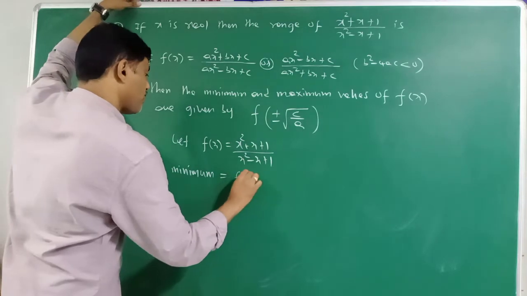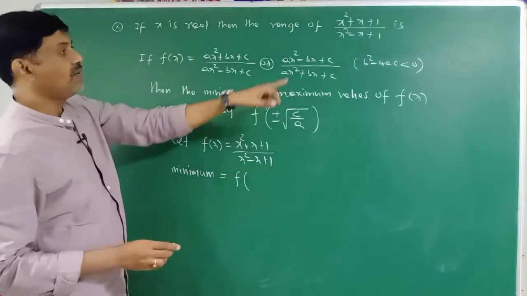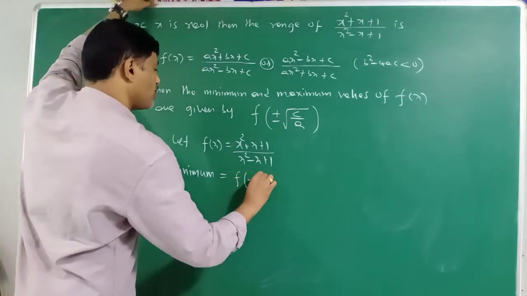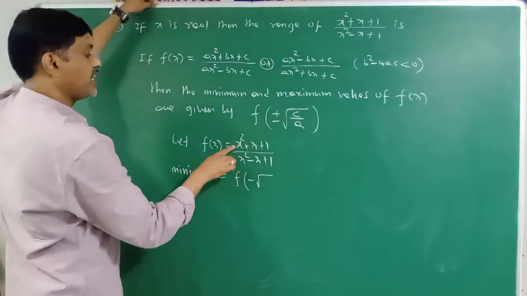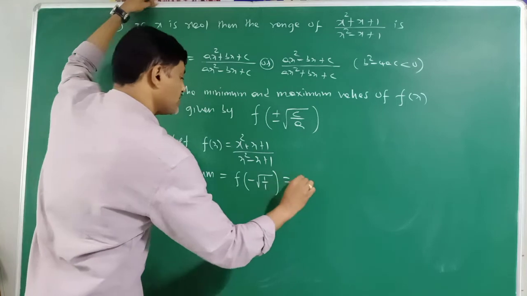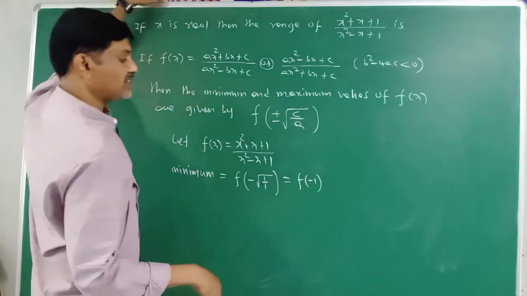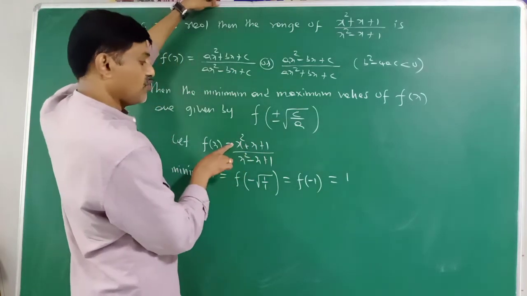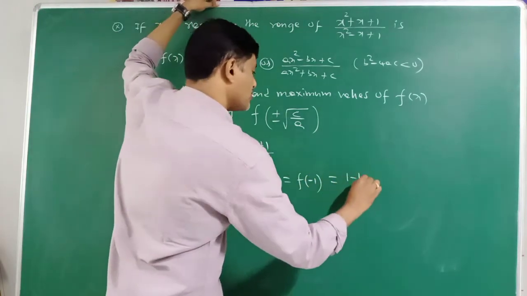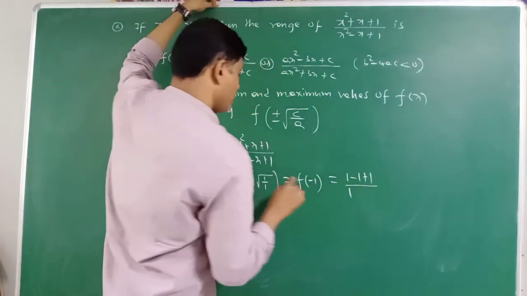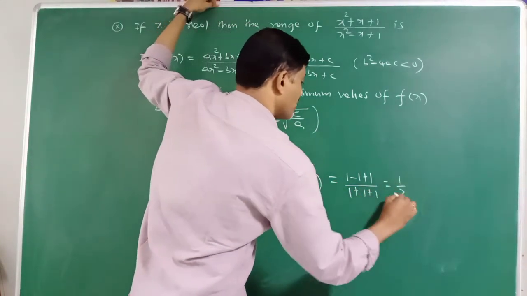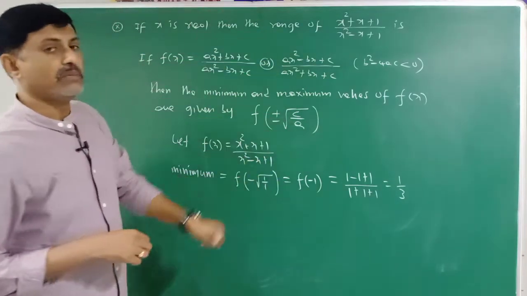is equal to f(−√(c/a)). What is c here? c is 1, a is 1, so that is nothing but f(−1). Keep −1: (−1)² is 1. Now this is (1 − 1 + 1)/(1 + 1 + 1), and your answer is 1/3. Yes, we got the minimum as 1/3.